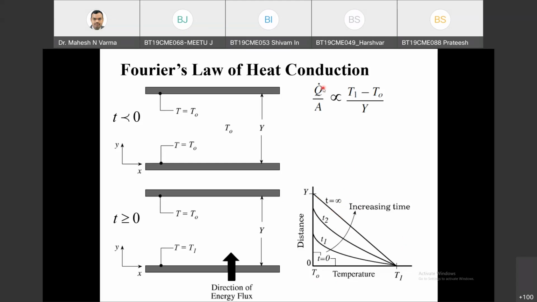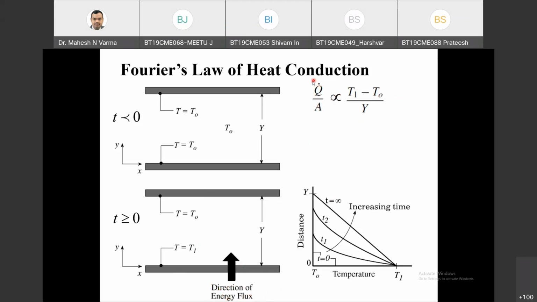So this is the observation made by Fourier: the rate of heat transfer per unit area is proportional to the temperature gradient. At steady state, if I am keeping the upper plate at constant T0 and the lower plate at constant T1, I can estimate the rate of heat transfer per unit area. What will be the flux? This is the rate of heat transfer.